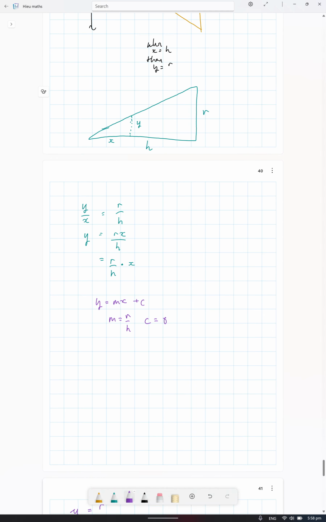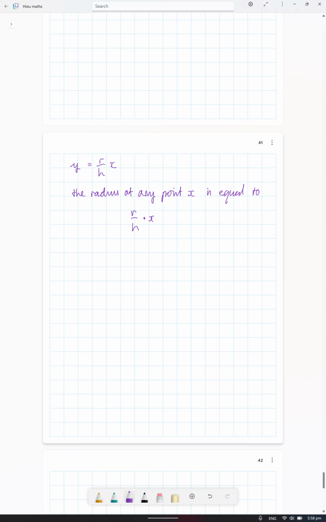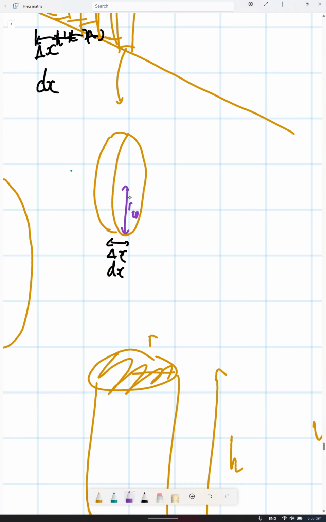So let me rewrite everything: y equals r, is it r over h? I think so. Yep, r over h of x, which means that the radius at any point x is equal to r over h multiplied by that point x. Okay. So now we just gotta think. We found the radius, right?